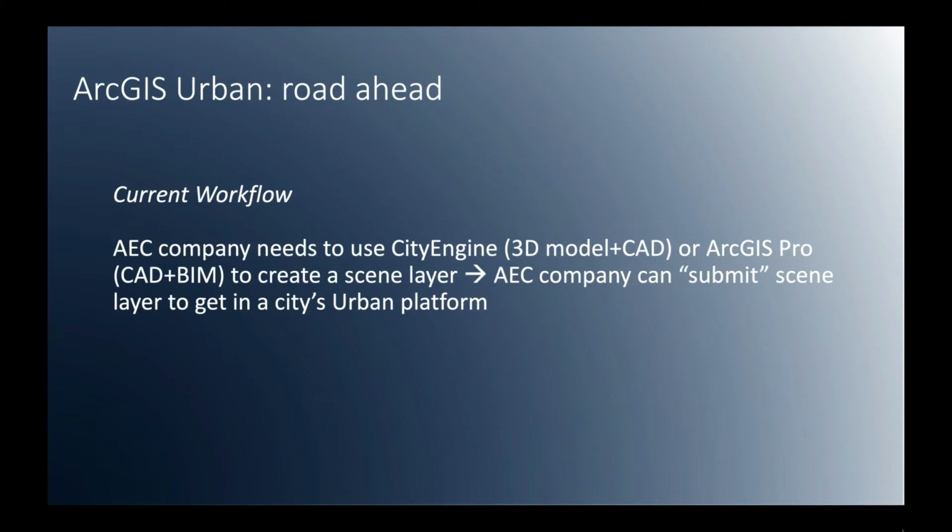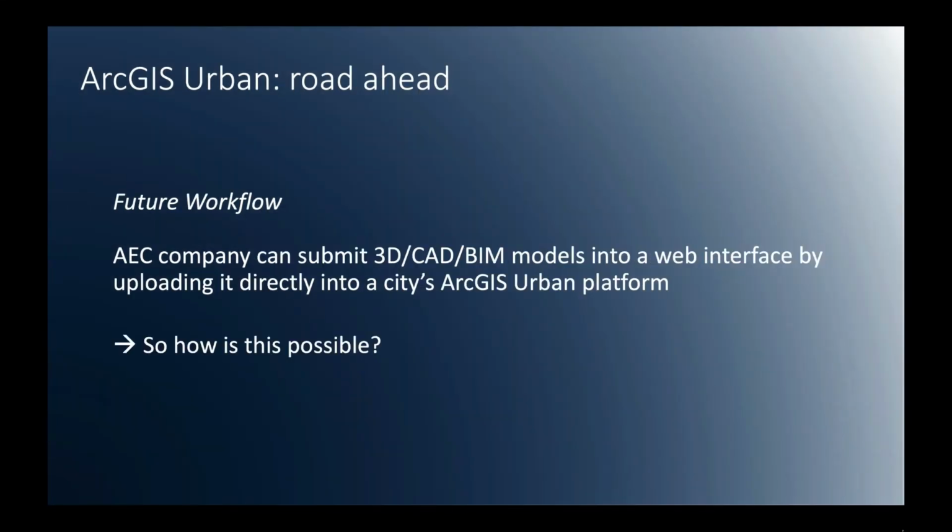In terms of the ArcGIS Urban road ahead, our current workflow looks a little bit like this. An AEC company would need to use City Engine or ArcGIS Pro to create a scene layer. And from there, this AEC company can essentially submit the scene layer into a city's ArcGIS Urban platform. The future workflow, though, will look a bit more like this. An AEC company can submit 3D CAD BIM models in a web interface by uploading them directly into a city's urban platform.